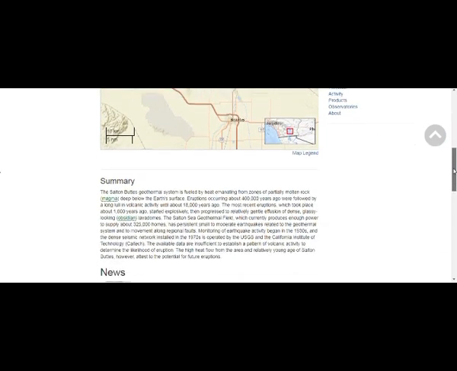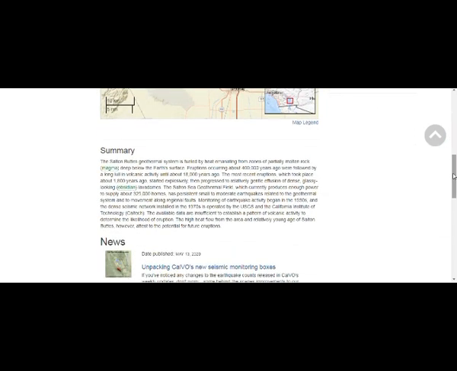This is USGS. The system is fueled by heat emanating from zones of partly molten rock, magma, deep below the Earth's surface. Eruptions occurred about 400,000 years ago, were followed by a long lull in activity until about 18,000 years ago. The most recent eruptions, which took place about 1,800 years ago, started explosively, then progressed to relatively gentle effusion of dense, glassy-looking obsidian lava domes.